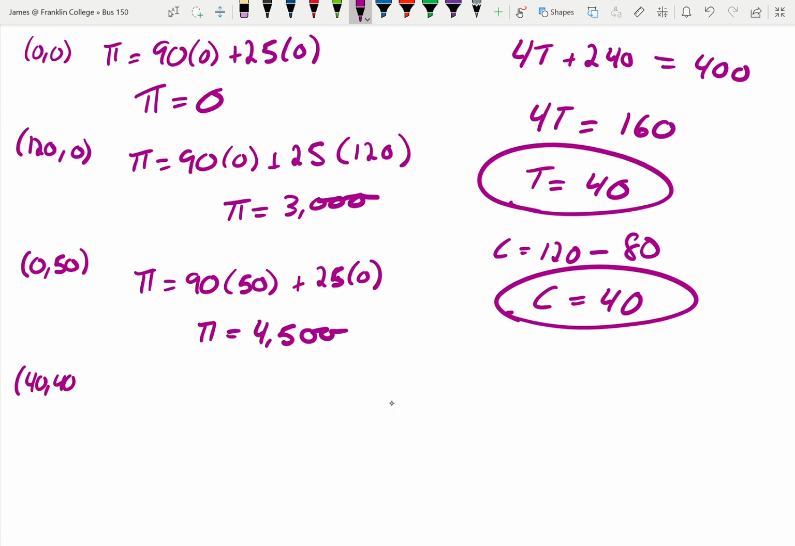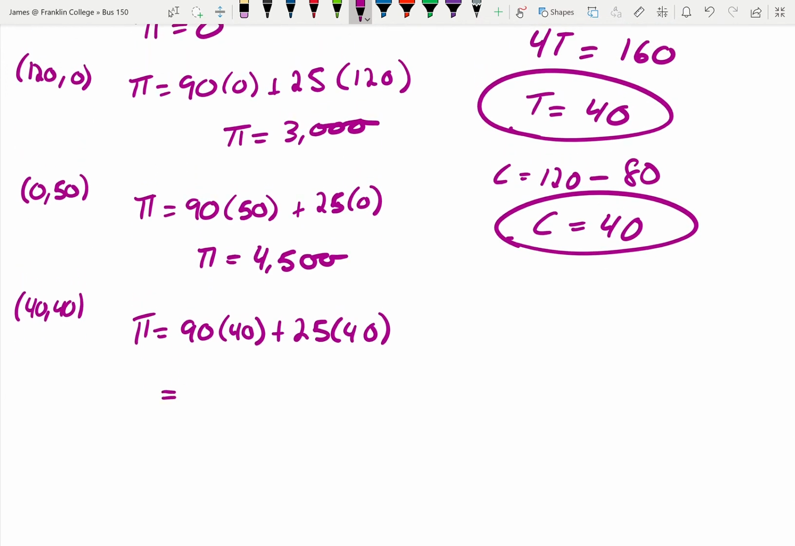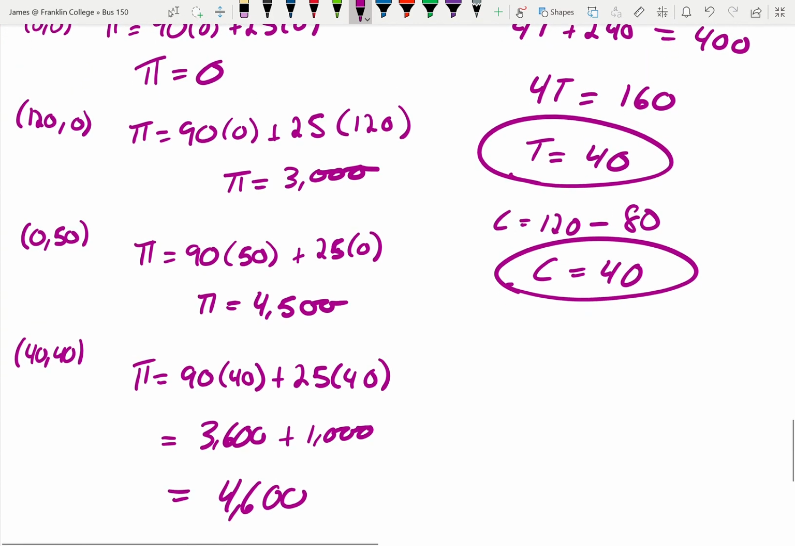And then we're going to plug in this last point as a potential solution. 40, 40. And we're going to get profit equals 90 times 40 plus 25 times 40. And we're going to get 90 times 40 is 3,600. 25 times 40 is an even 1,000. 3,600 plus 1,000 equals $4,600.